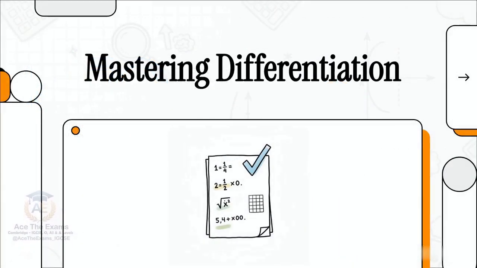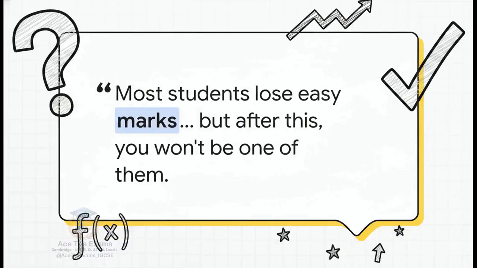We're going to completely decode Cambridge AS and A-level mathematics, specifically focusing on syllabus 9709. But listen, we aren't just going to sit here and stare at textbook formulas. That's not what this is about. Instead, we're actually going to get right inside the examiner's mind to master differentiation, focusing on those notorious product and quotient rules. So let's dive right into this.